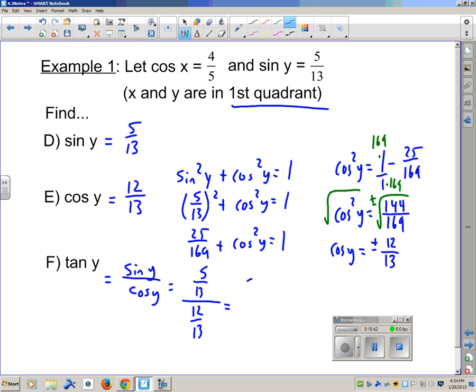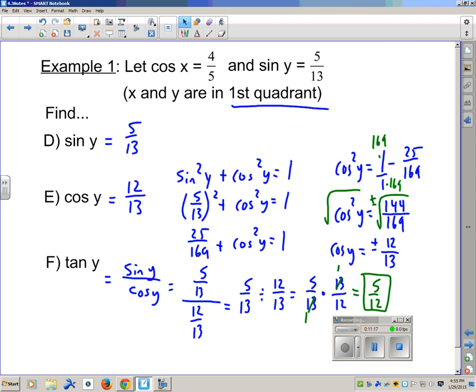So I'm going to rewrite this. It's divided by 12/13. But that's the same thing as 5/13 times the reciprocal of the second fraction, 13/12. And if I want, I can go ahead and reduce anything down with the tops and the bottoms. Here's a bottom and a top: 13 goes into 13 once, 13 goes into 13 once. Multiply across, and I get 5/12. So there's my tangent of y.